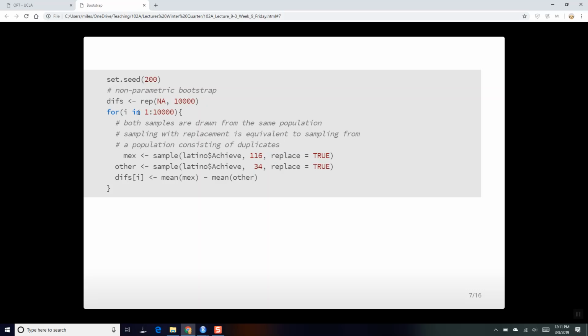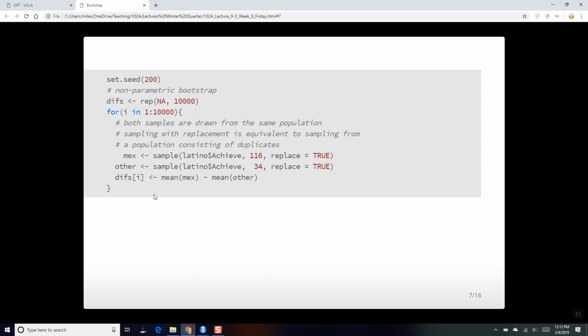It's just a for loop, and inside the for loop there are three things, and technically you could even put these together and have just 1 line. Here we say the group for Mexico, we're going to use sample, and we take that column, Latino$achieve, which holds the achievement scores, and we draw 116 values with replacement. Currently this column has 150 values, and by sampling with replacement, we're taking those 150 values, duplicating them an infinite number of times, and from that large population we draw 116 values. Same thing over here, we're drawing 34 values so that the resulting samples are of a size analogous to our original data. And then we calculate the mean of this group and the mean of this group.